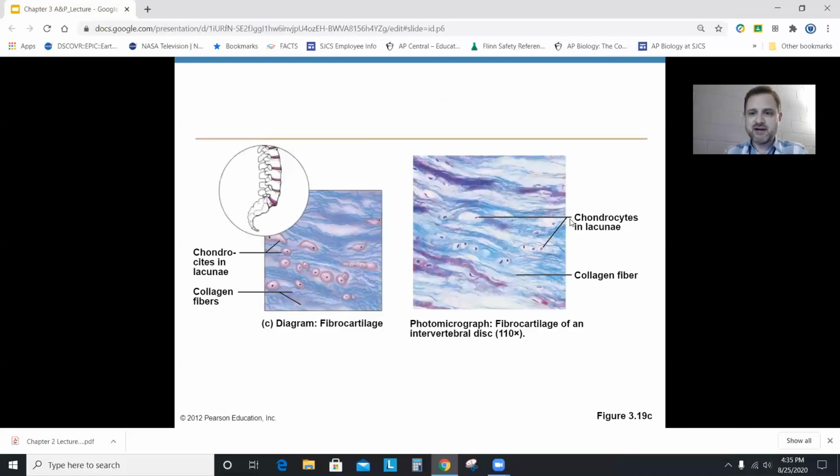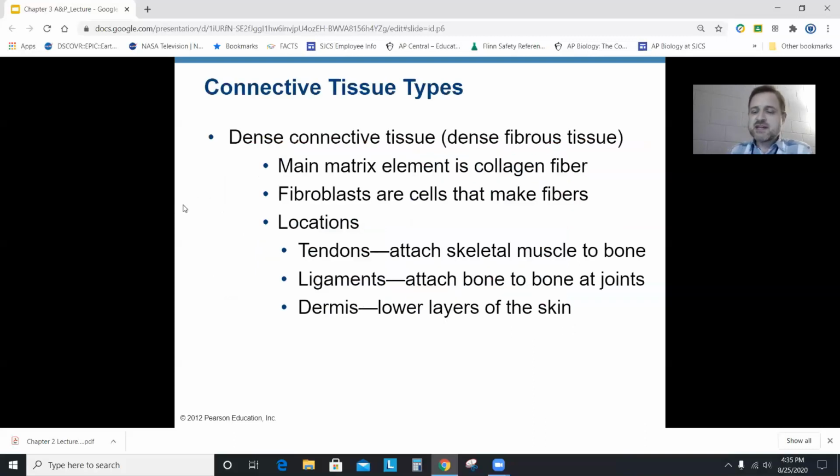Here again, we see chondrocytes and the lacunae with collagen fibers. This is the case with the disc in your backbone, or the cartilage between the discs of your backbone, I should say. Dense connective tissue: collagen fibers are mainly what's in the matrix, the extracellular matrix. Fibroblasts are the cells that produce these fibers.